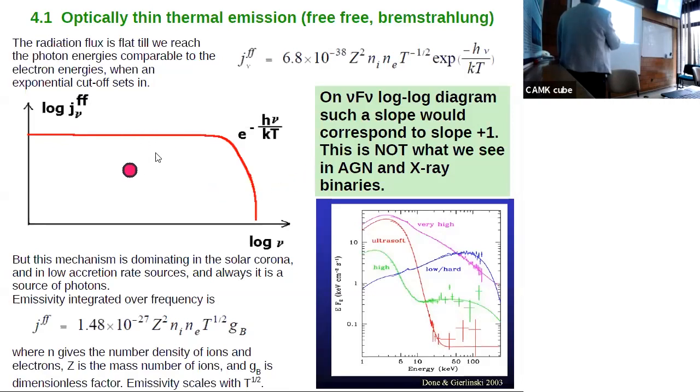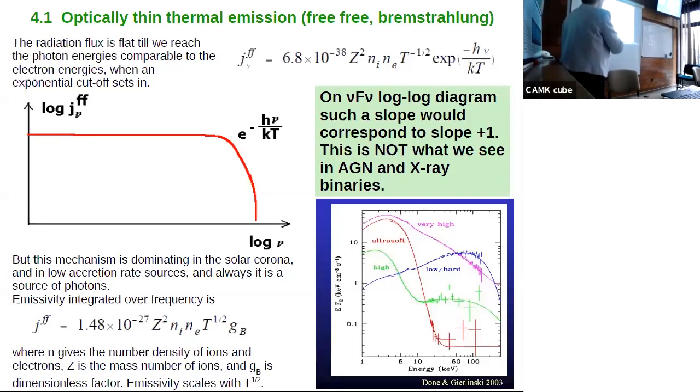If you need just the efficiency of cooling of the plasma, you can integrate this emissivity over the frequency. Then you have a formula which is frequency independent, but then you have an explicit dependence on the temperature, and it is a slow dependence, just the square root of the temperature. But it rises with the temperature.